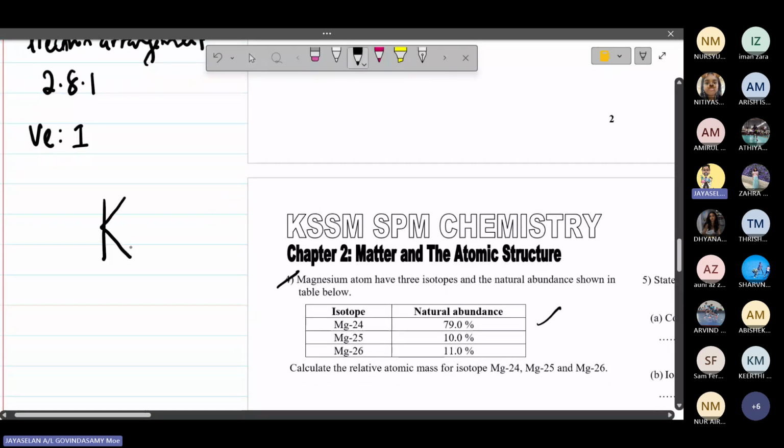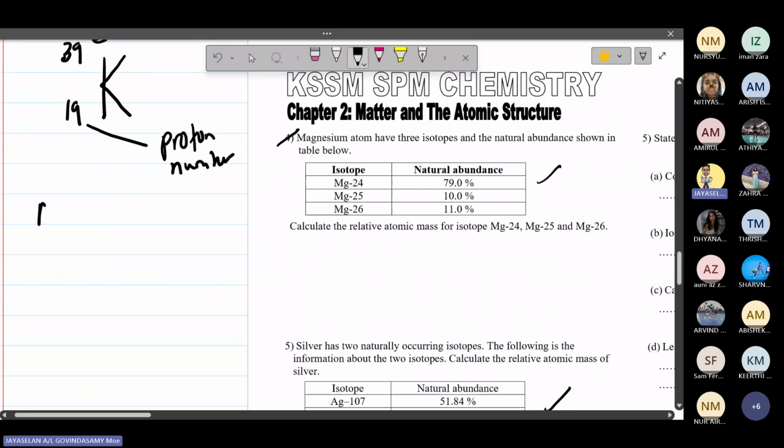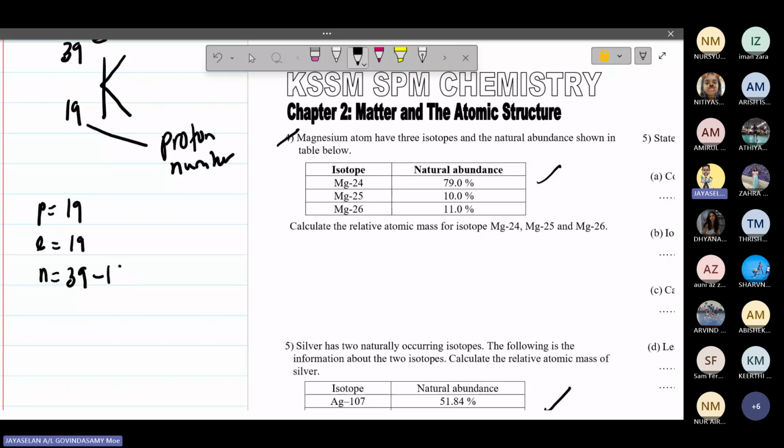If let's say they give you potassium 39, 19, okay, the nucleon, this is called what number? Nucleon number. Nucleon number is used to determine the RAM, relative atomic mass. And this number is what number? Proton number. What is the proton? Proton 19. What is the electron? Electron 19. What is the neutron? 39 minus 19, which is 20. Correct, 20. Okay, any question?